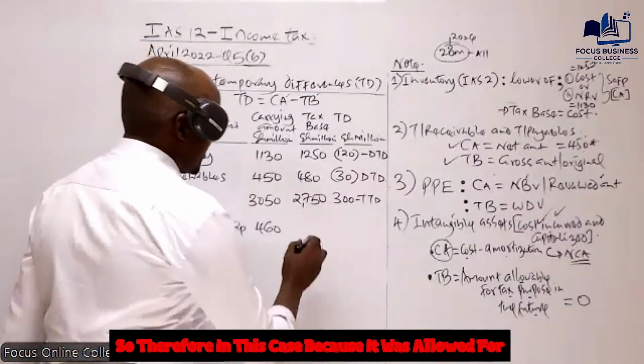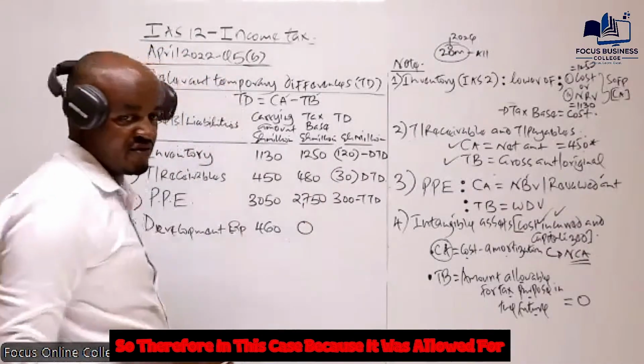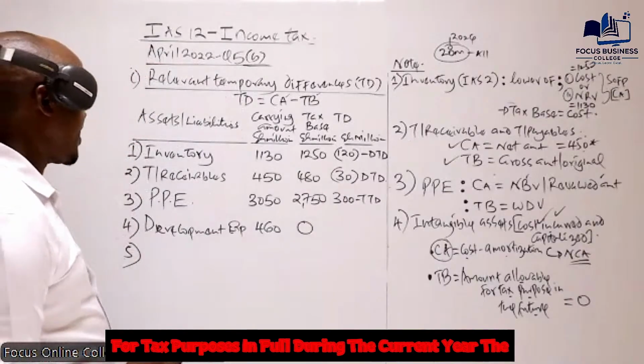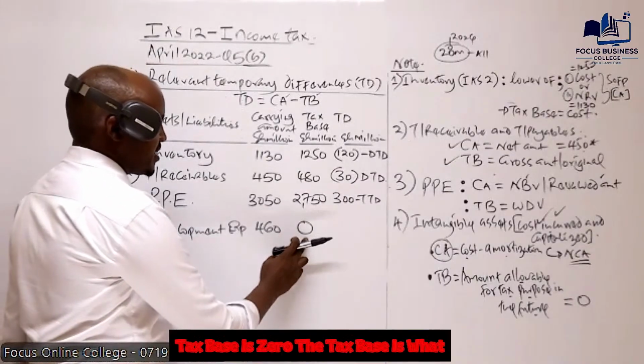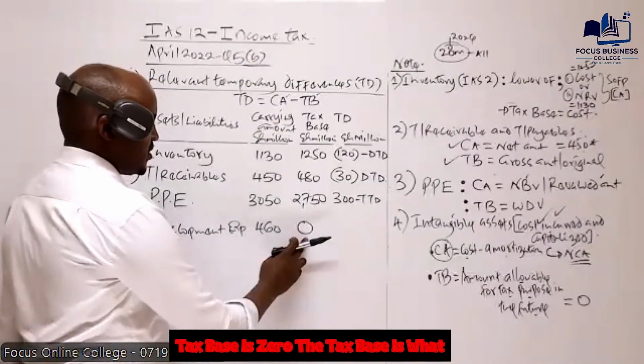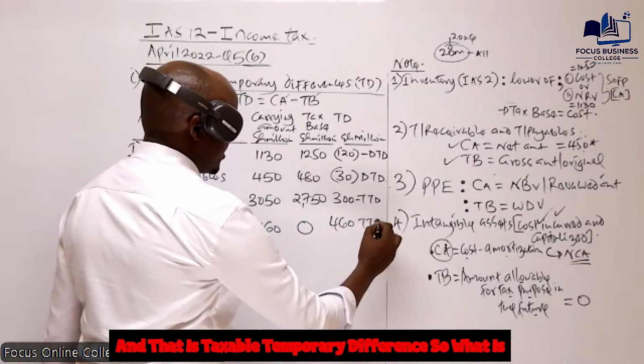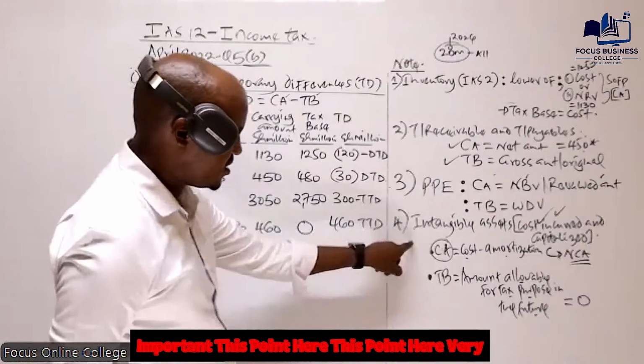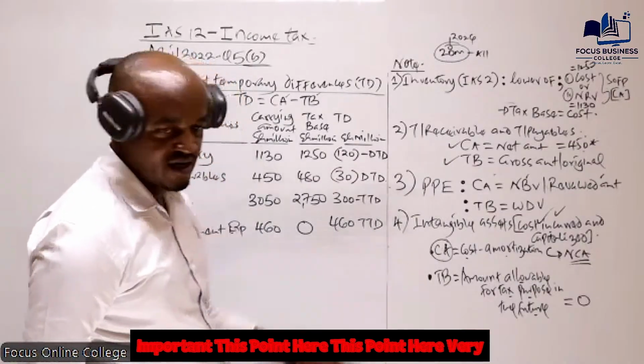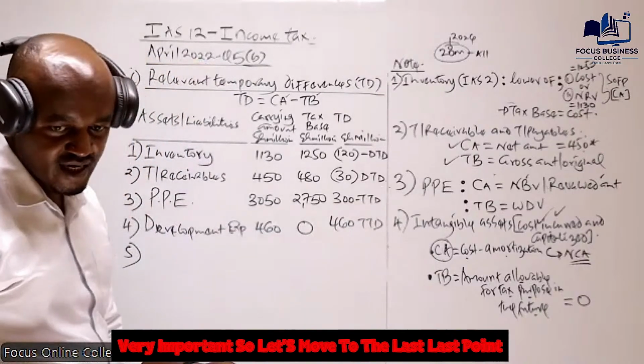So therefore, in this case, because it was allowed for tax purpose in full during the current year, the tax base is 0. The tax base is what? 0. So we get the difference, which is 60, and that is a taxable temporary difference. So what is important? This point here. Very, very important. So let's move to the last point.